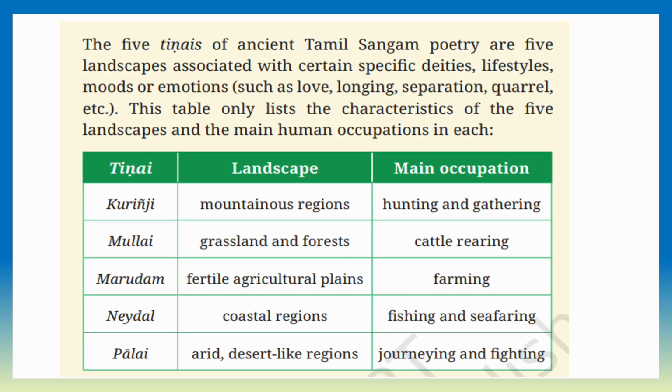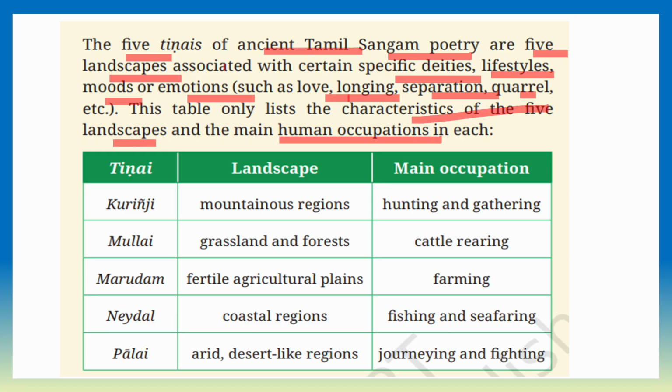The five Tinais of ancient Tamil Sangam poetry are five landscapes associated with certain specific deities, lifestyles, moods, or emotions such as love, longing, separation, quarrel, etc. This table lists the characteristics of the five landscapes and the main human occupations in each.